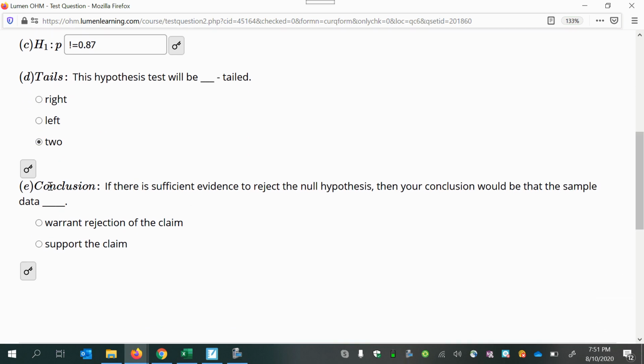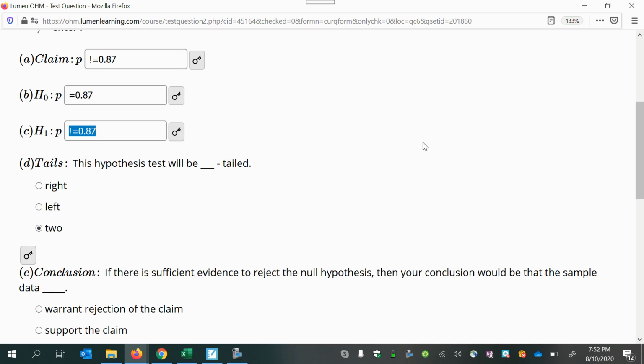And if we reject the null hypothesis, what does that mean regarding our claim? Will we be rejecting the claim or supporting the claim? In this case, the claim is contained in the alternative hypothesis. Therefore, if we do reject the null hypothesis, it will be support for the claim.